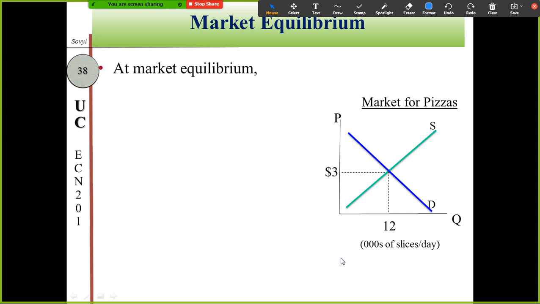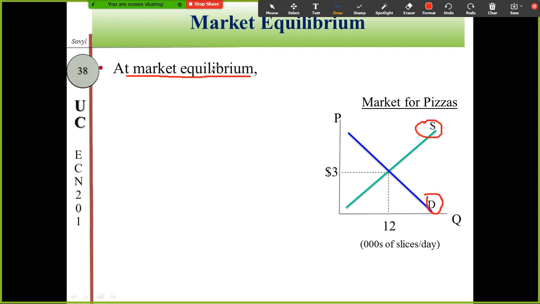Suppose that, based on our previous example about pizza, at market equilibrium, where is market equilibrium, or which point is the market equilibrium? Based on the graph, when the market reaches equilibrium, demand equals supply. So which point is it where demand equals supply? It is the point where the demand curve intersects, or crosses, the supply curve. That's why we call it market equilibrium. Okay? So this is based on the graph.